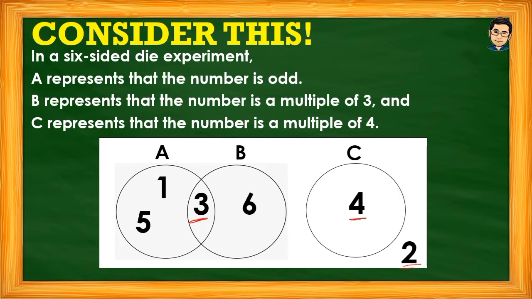Ang tawag po dun is yung complement. Okay, and then, naka-enclose yan sa rectangle to indicate the universal set. So, yung universal set, nandun po lahat ng mga elements taken into consideration. So, kung hinahanap natin yung elements at wala dun sa circle, makikita po natin lahat yon sa universal set.